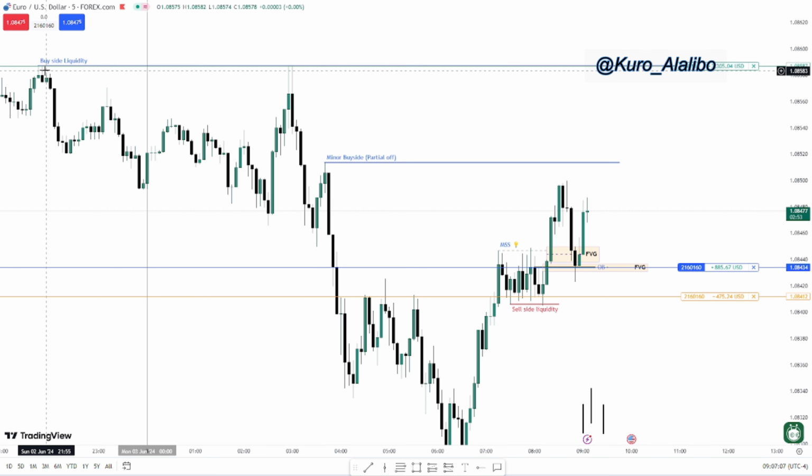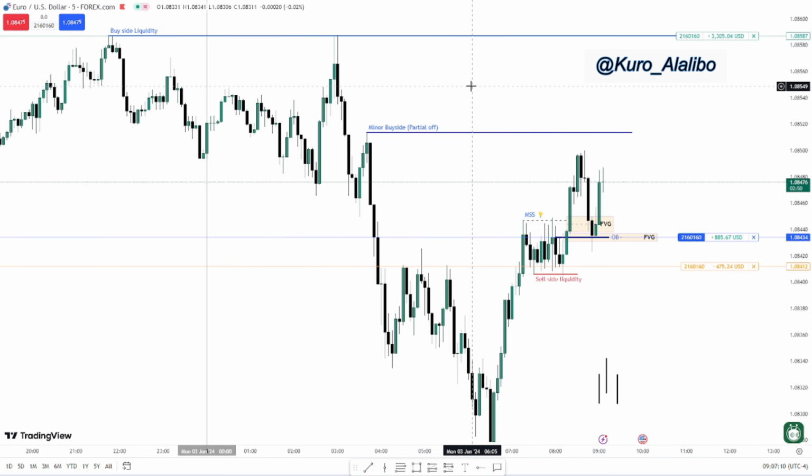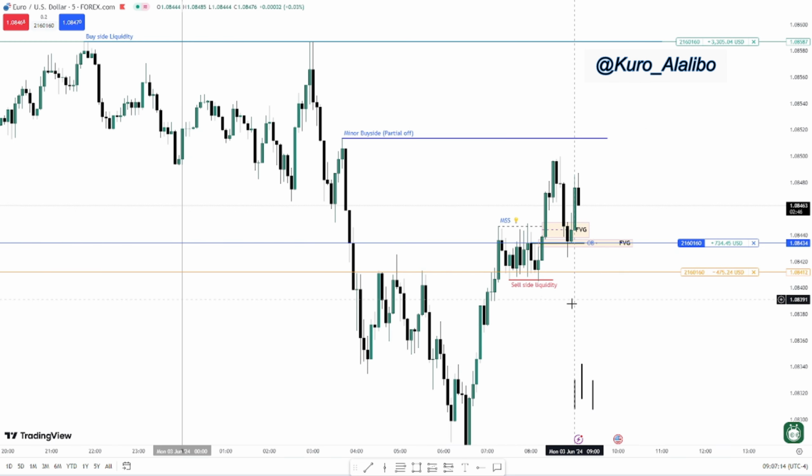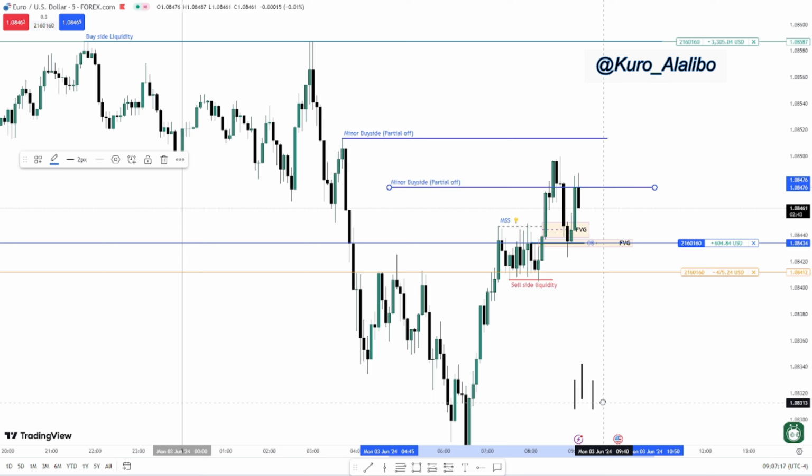These relative equal highs here. So yeah, I think we won't be needing this anymore.